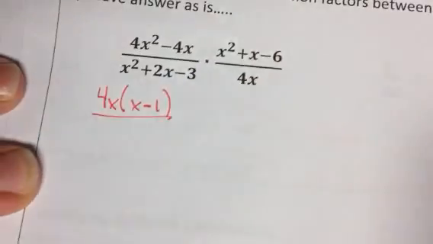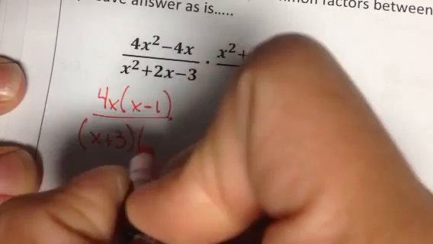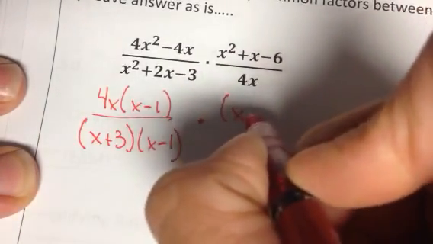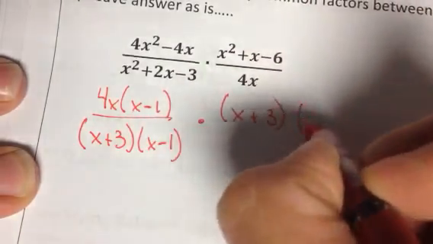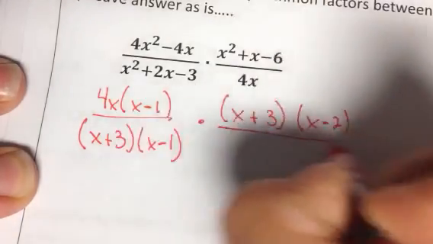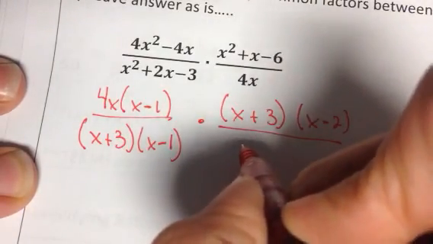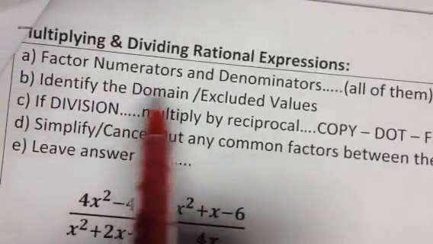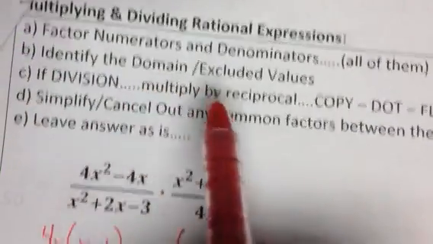The bottom is a very simple factoring. I'm not going to go into how to do that. That's x plus 3 and x minus 1. I'm going to go to my next fraction, and that's x plus 3 and x minus 2. And then 4x, I mean, you could break it up into 4 and x, but otherwise we're going to leave it as 4x. So that's step A. Let's go to step B: figure out those domain issues or excluded values.